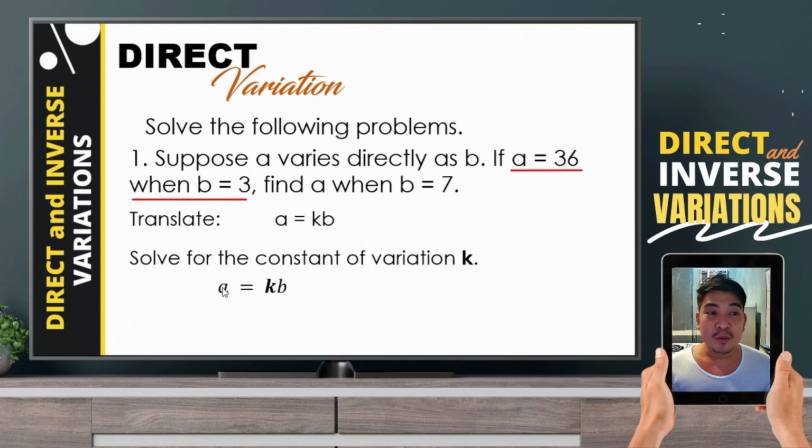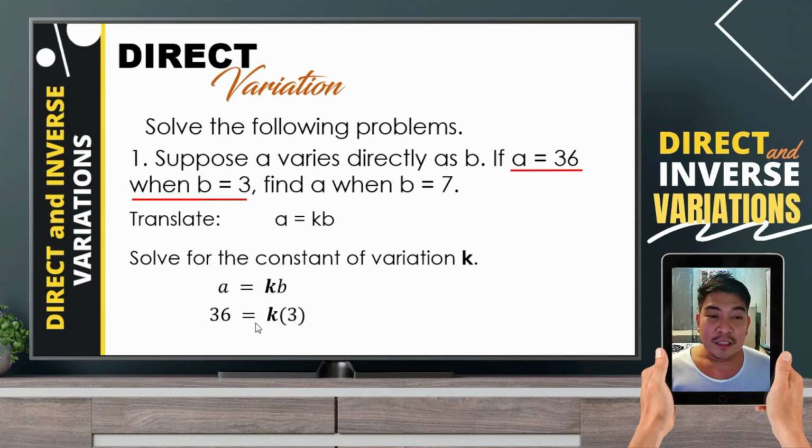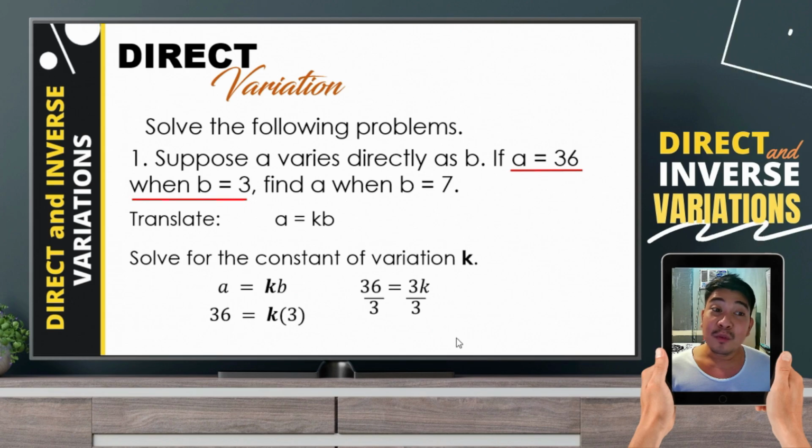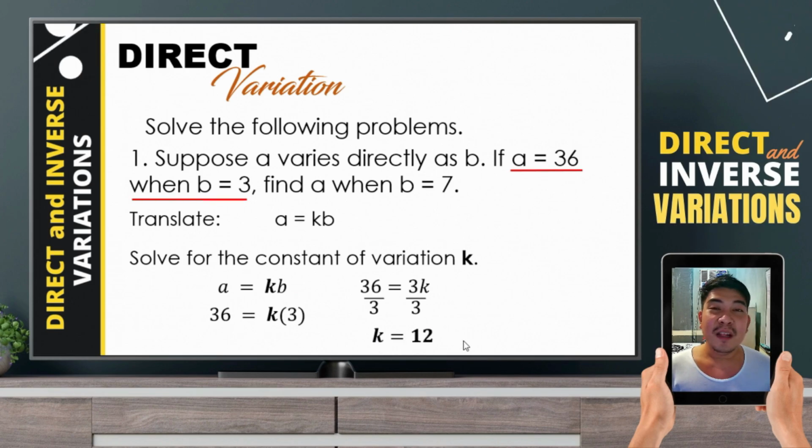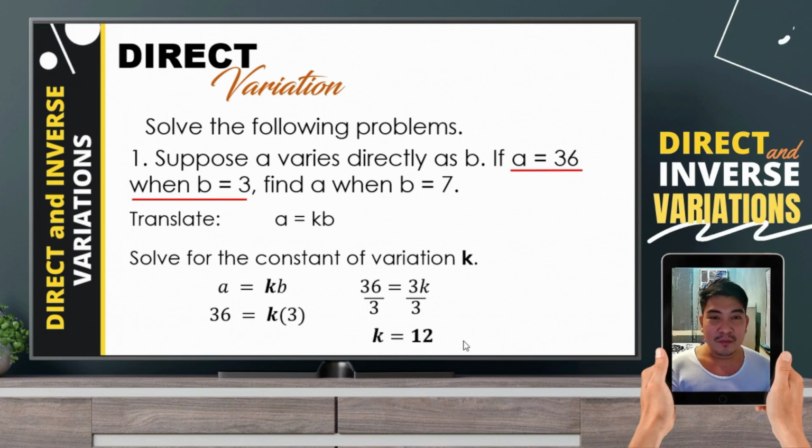We just need to substitute. So the value of A is 36 and then the value of B is 3. So, substitute lang natin yan. So, therefore, we now have 36 is equal to k times 3. And that will just be 36 is equal to 3k. Ang hinahanap natin yung value ni k. So, to do that, we need to divide both sides by 3. So, 36 divided by 3, that will be 12. 3k divided by 3, that will be k. So, therefore, the value of k is equal to 12.